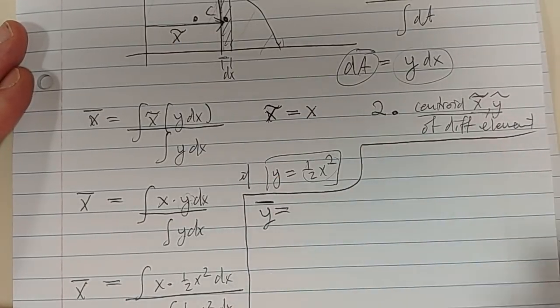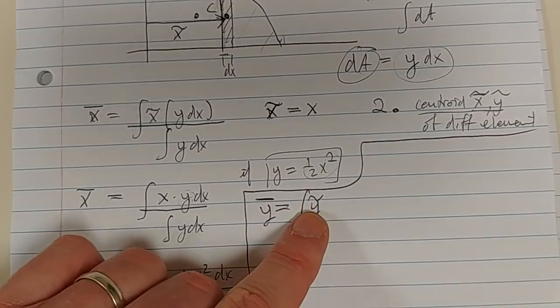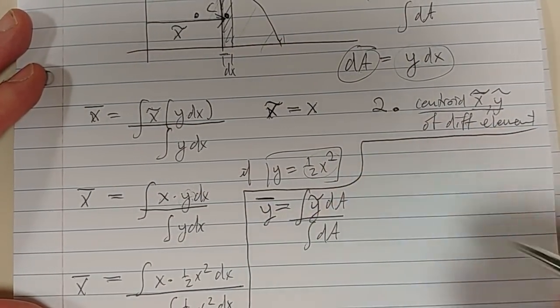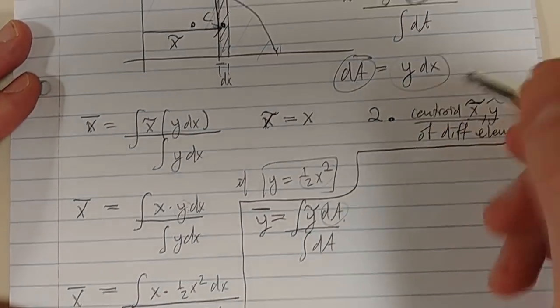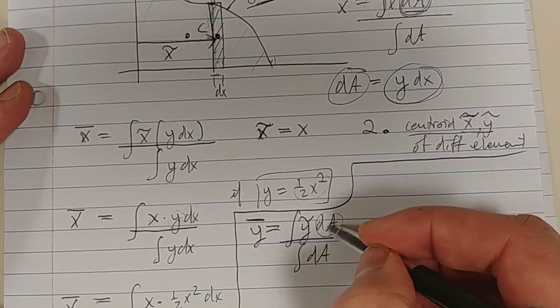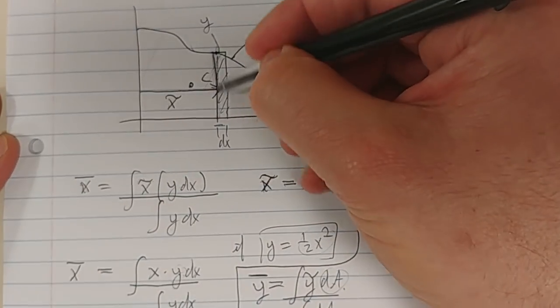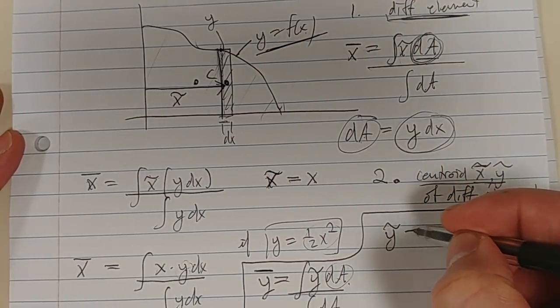We know y bar is equal to the integral of y tilde times dA over dA. Now what is dA? We've already defined it. It's equal to y dx. dA is just the area of the differential element, so y is the height times dx. We've got that. But now what is y tilde?